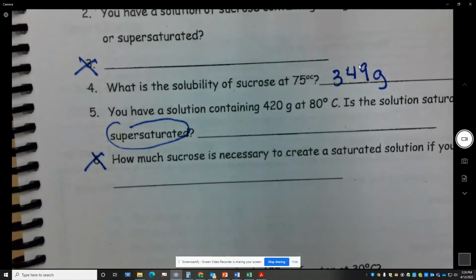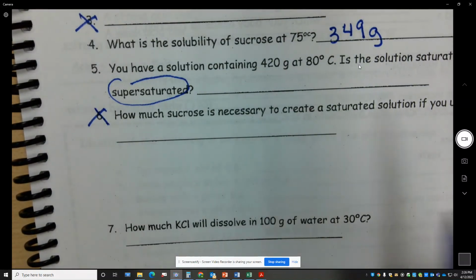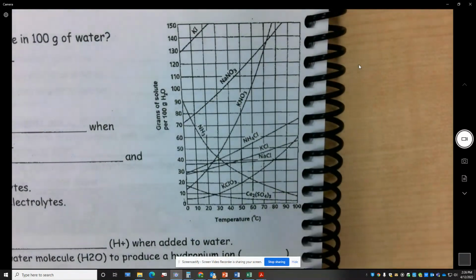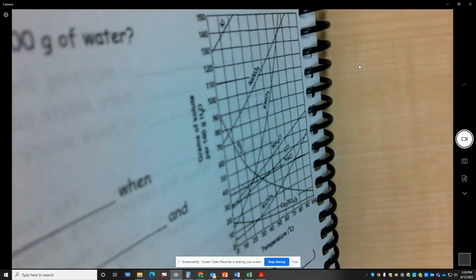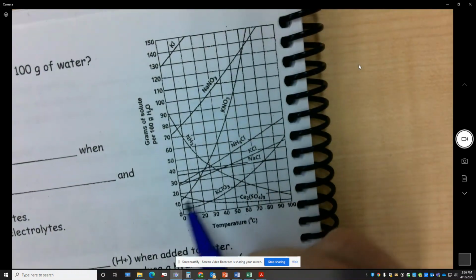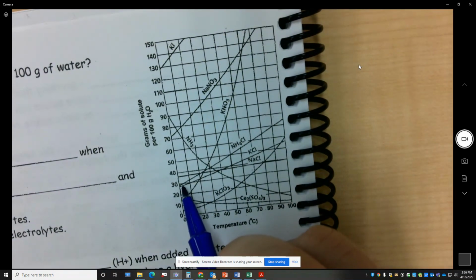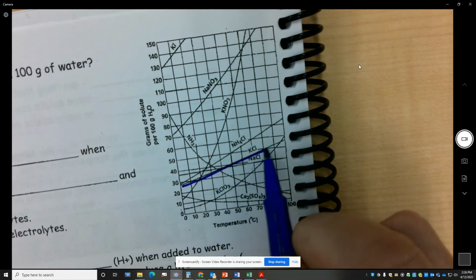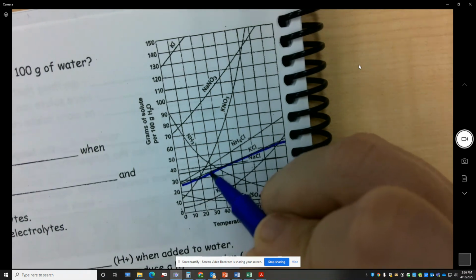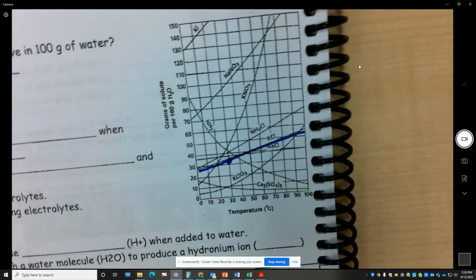All right. Now we get down here, number 7, where it says how much KCl will dissolve in 100 grams of water at 30 degrees Celsius. Go to the page. You're going to use this diagram. Okay. So the question again said, how much KCl will dissolve at 30 degrees? So you've got to find the line. The line I'm looking at is right here. 30 degrees, it's going to be about 35. About 35 grams will dissolve.